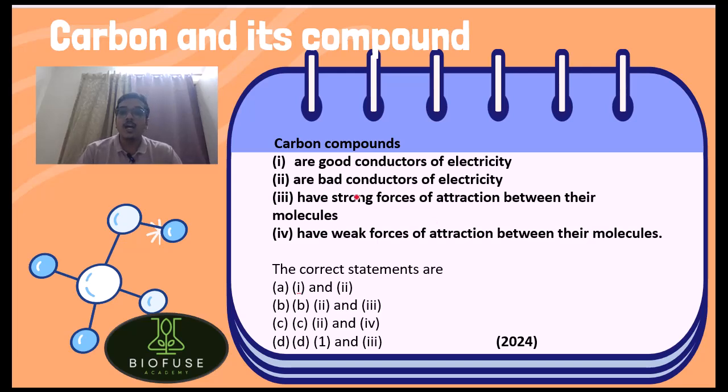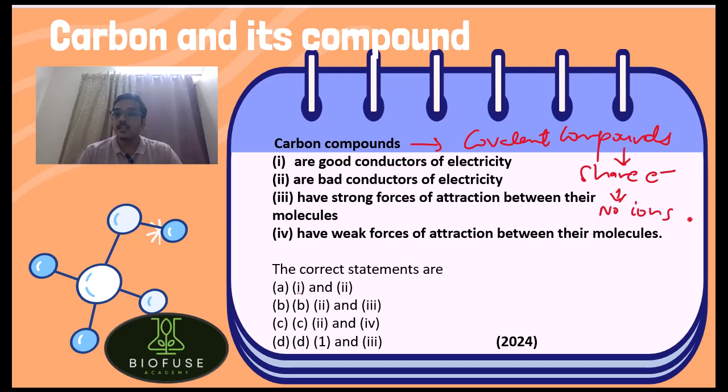Here they are asking about the qualities of carbon compounds. The options are: good conductors of electricity, bad conductors of electricity, strong force of attraction, or weak force of attraction. The main keyword here is carbon compounds. Carbon compounds are covalent compounds, with a covalent bond between them because they share their valence electrons, correct? Covalent compounds generally share the electrons. So will ion formation happen? It will not, so there will be no ion formation.